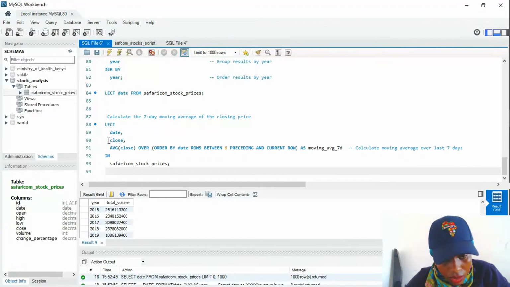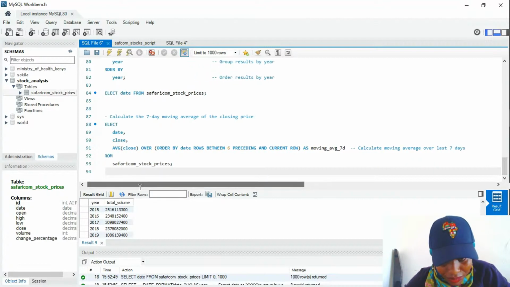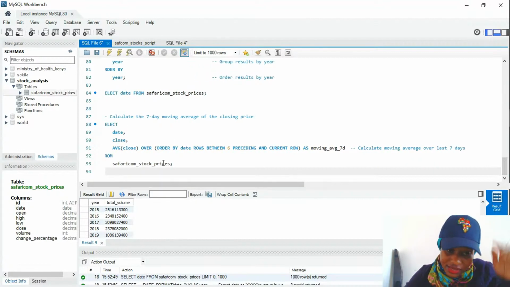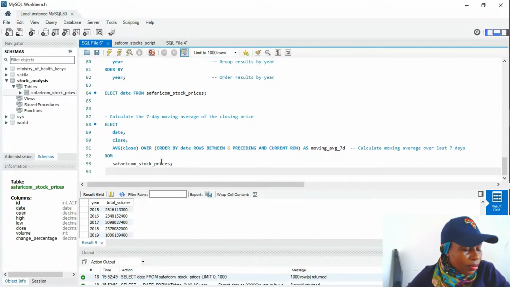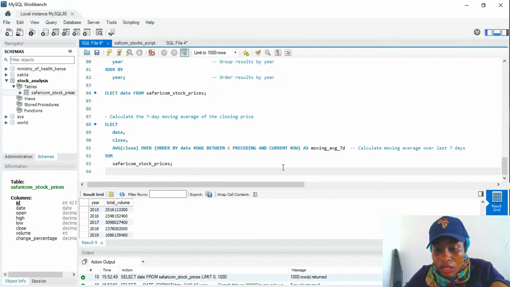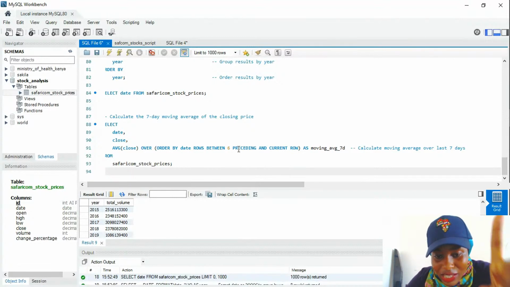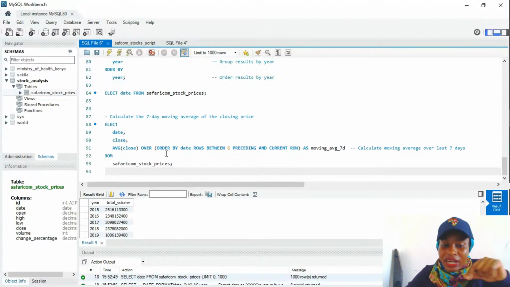So here we are selecting the date and of course the close column, and we are averaging the closing price over. Now this is what we were talking about, the nested queries, and this is actually a window function. Yeah, so we are ordering by the date in the rows between 6 preceding and current row. So we are averaging the rows between the 6 preceding days and the current row.